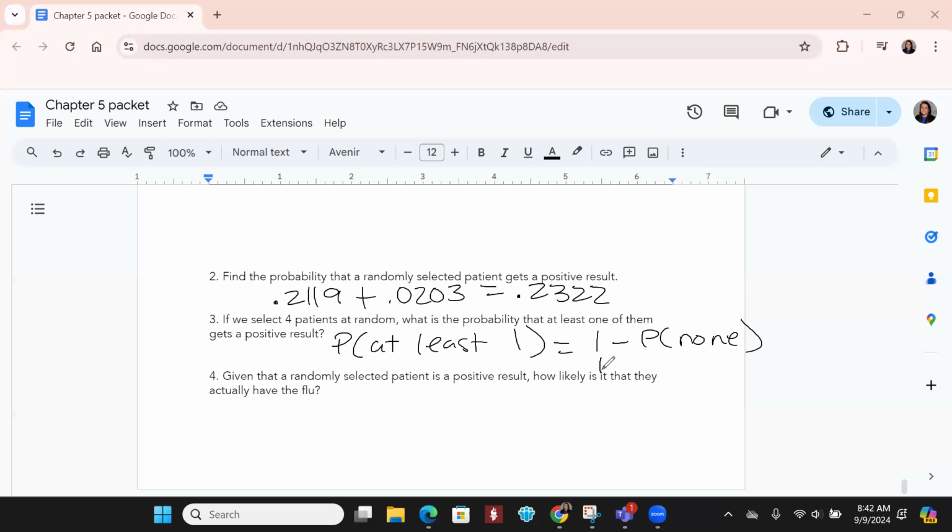So this will be 1 minus, if you combine those 2 negative tracks, you're going to get 0.7678. Now, how many people are we running this for? So we're going to raise that to the 4th power, because we're doing it 4 times. Okay. When we do that, we should get 0.6525. You're not multiplying by 4, you're multiplying by the probability of one person getting it.